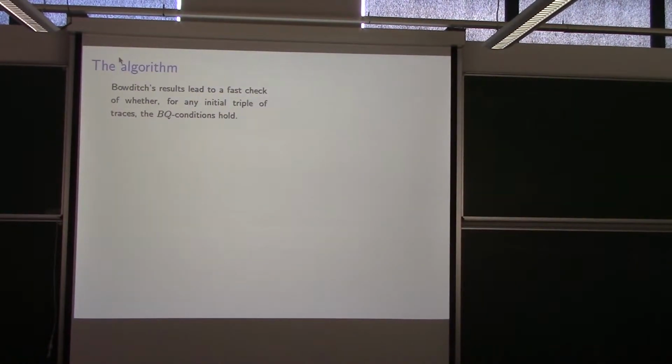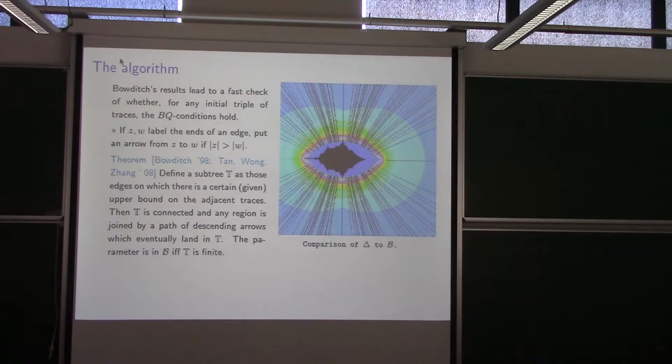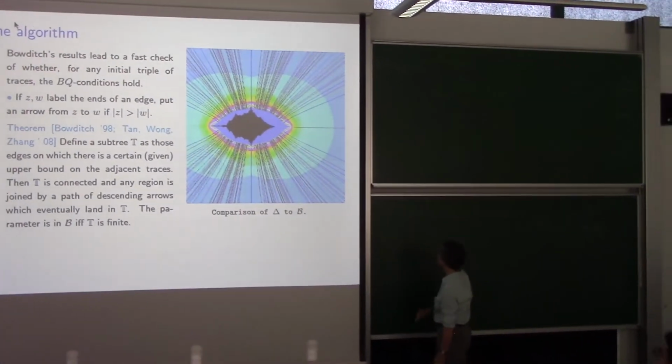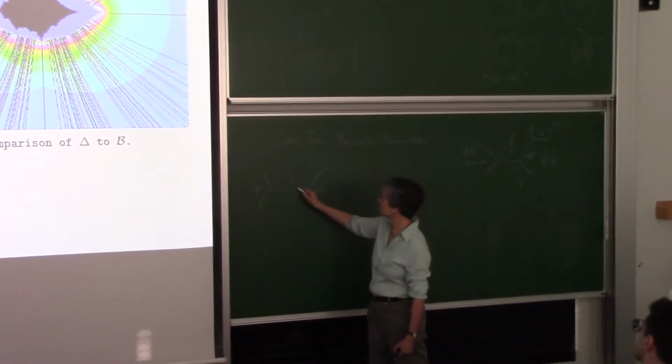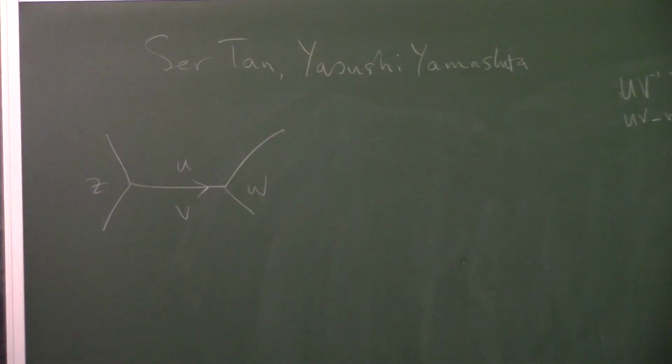And Brian's results lead you to a good check. You can check sort of computationally whether these conditions hold. So Brian's idea is basically you say I have a setup that looks like this, Z, U, V, W. If the modulus of Z is greater than the modulus of W, I put an arrow. If it's equal, you can choose which direction you put the arrow.